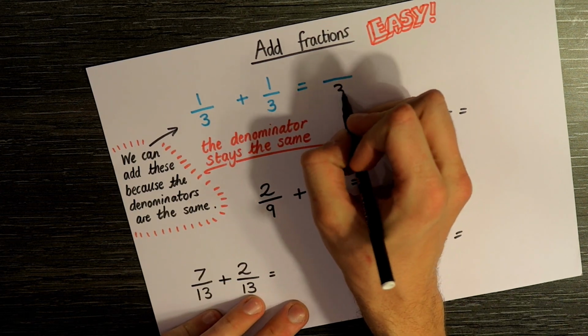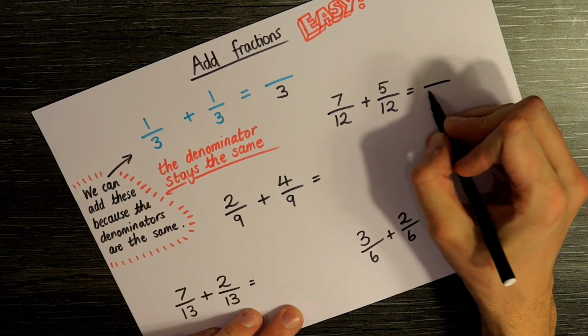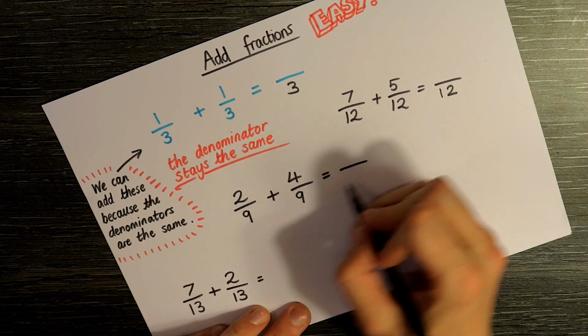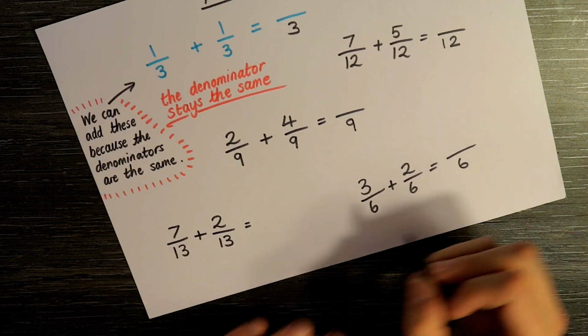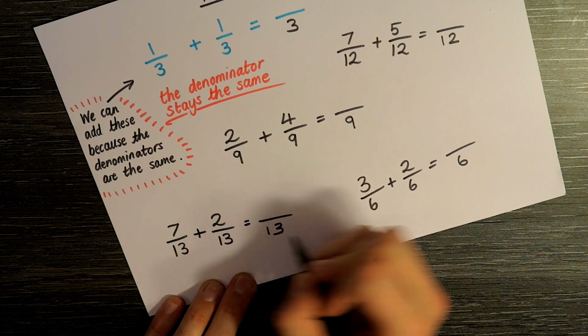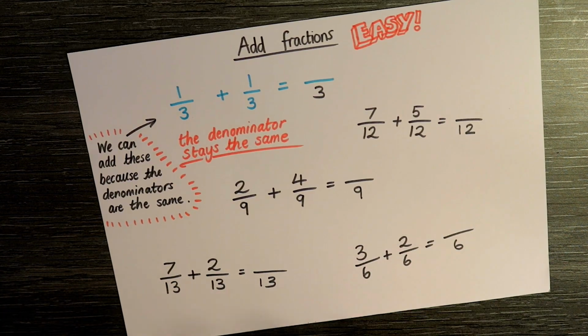In all the questions, the denominator stays the same. So 12 and 12 here, that means the denominator here is going to be 12. 9 and 9 here, the denominator is going to be 9. 6 and 6 here, the denominator is going to be 6. 13 and 13, the denominator is going to be 13. So that stays the same.